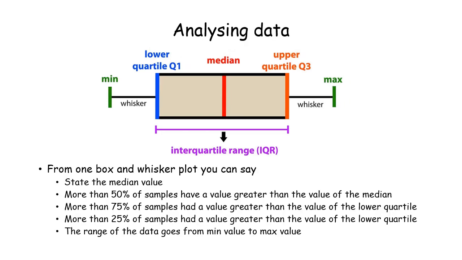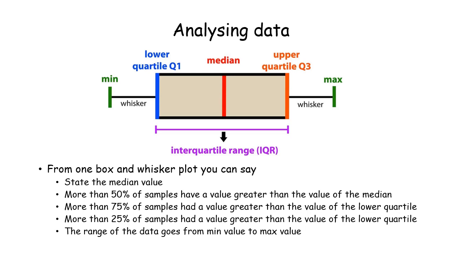When it comes to analysing a single box plot, these are the list of things that the SQA have accepted as things to get 1 mark for an analysis. So the easiest thing is to say that the median value for this data is whatever number it is. You could also say, instead of quoting the median value, that more than 50% of samples have a value greater than the value of the median, or 50%.